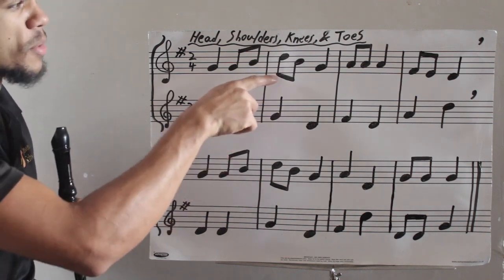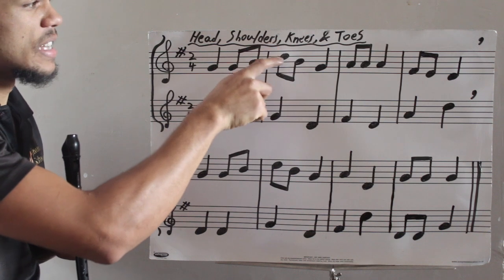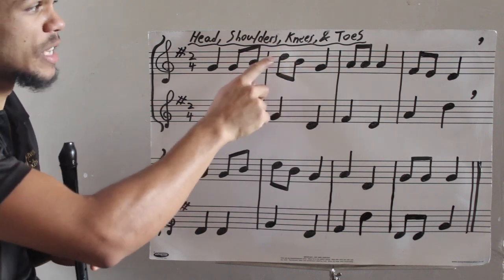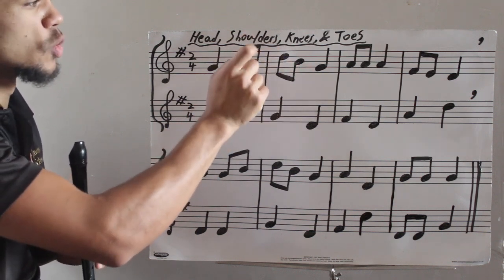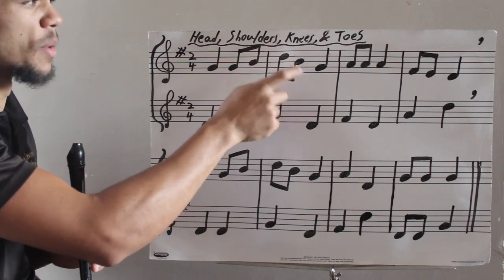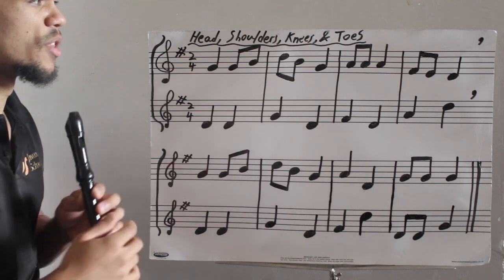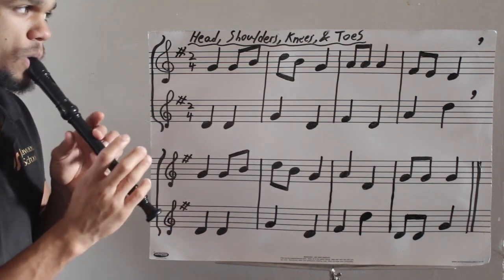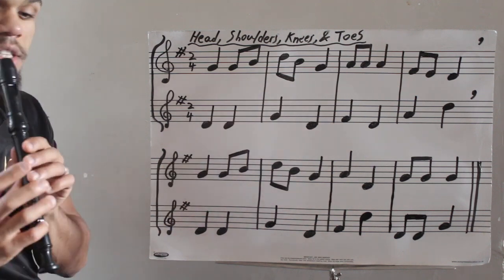Now let's take it to bar number 2. We have high D, B, G. So we're skipping over all the space notes. So high D, B, G. High D, B, G. That's the rhythm. High D, B, G. 3, go. Let's go.